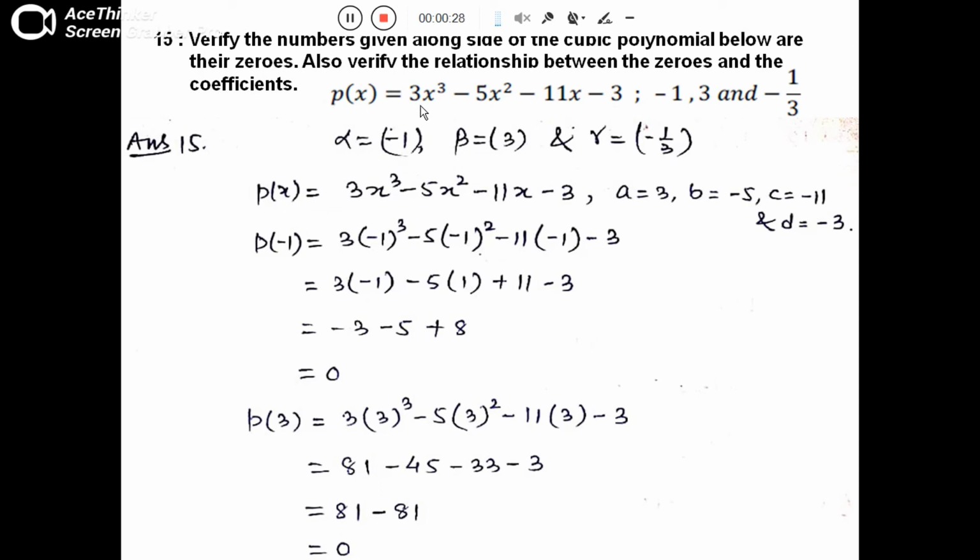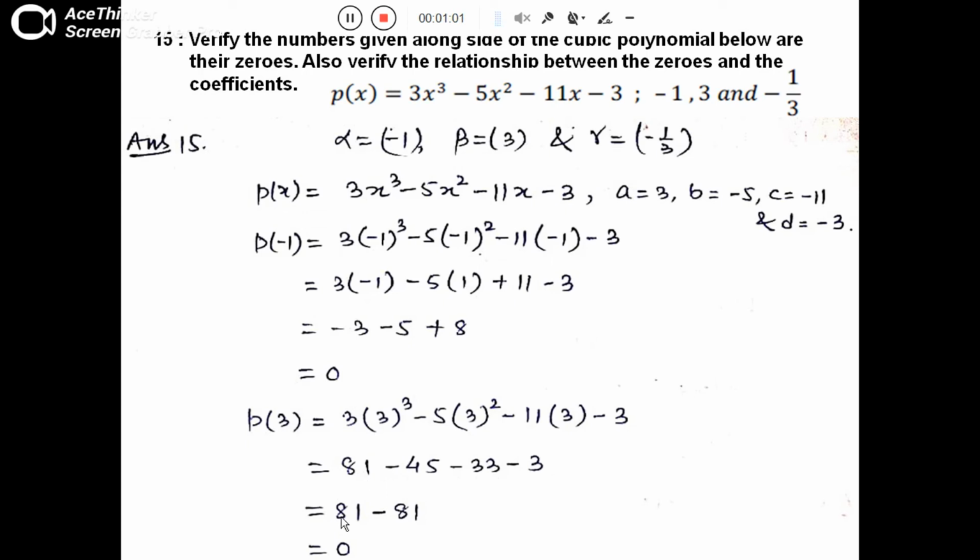Let us see the second, p of 3. In p of 3, we have 3 into 3 cube minus 5 into 3 square minus 11 into 3 minus 3. So 3 cube is 3 3s are 9, 3 9s are 27, multiplied by 3 is equal to 81, minus 5 into 3 square, 3 3s are 9, 9 5s are 45, minus 45, and minus 11 3s are 33, minus 3.